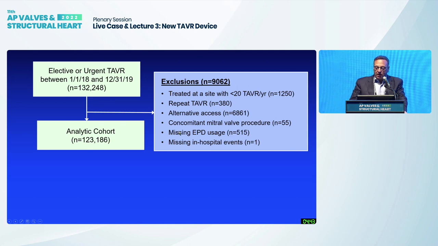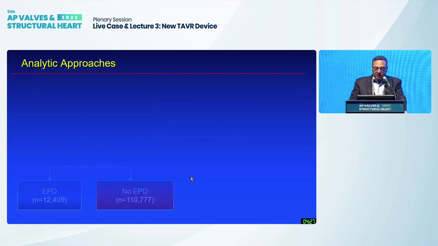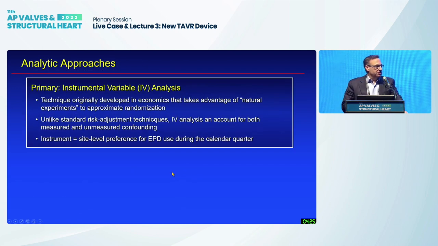After excluding some patients with alternative access and a few other minor exclusions, we were left with an analytic cohort of about 123,000 patients. And you can see of those, about 10% of them got an embolic protection device, and about 110,000, about 90% of them, did not. And the endpoint of our study that we pre-specified was in-hospital stroke.